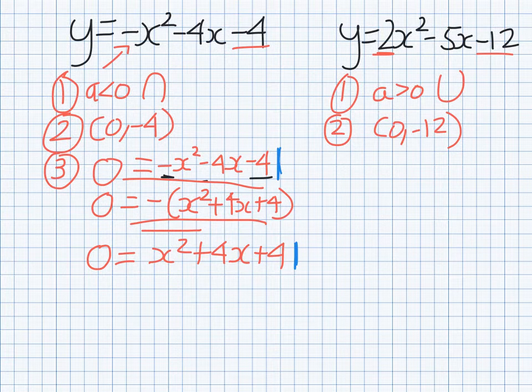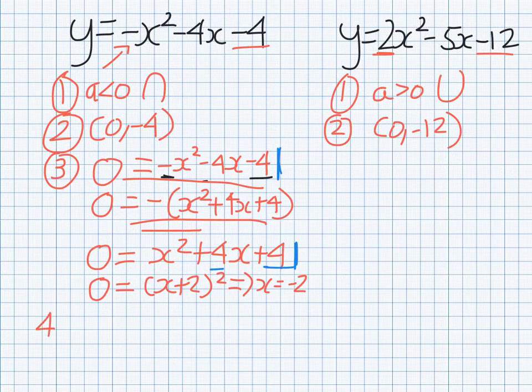So now that I have the number in front of x squared equal to 1, I can use the trick of two numbers that multiply to this and add to this. It turns out that in this case they're both the same. So this is 0 equals x plus 2 squared, so there's only one solution, and that is that x is minus 2. So there is only one x-intercept for this.